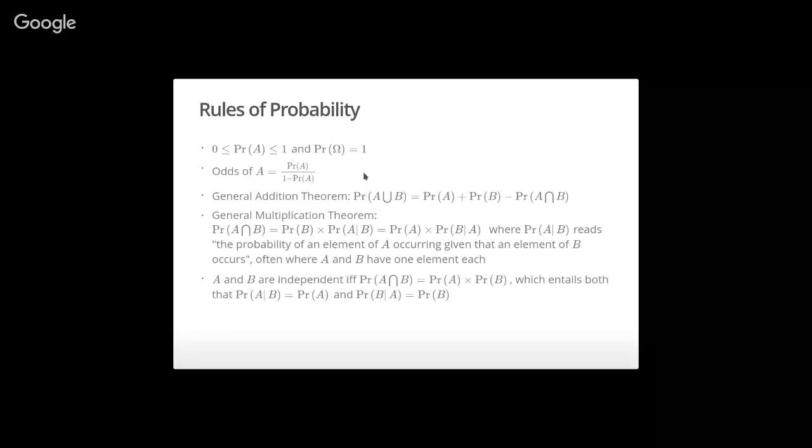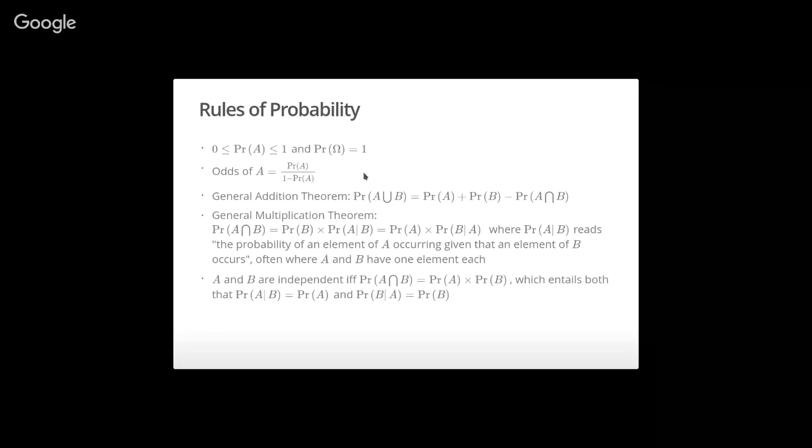If you're more familiar with medical research or horse racing, you may have heard uncertainty be quantified in terms of odds. Odds are a one-to-one function of probability, namely the odds of A are the probability of A divided by the probability that A does not occur, which is equal to 1 minus the probability of A.